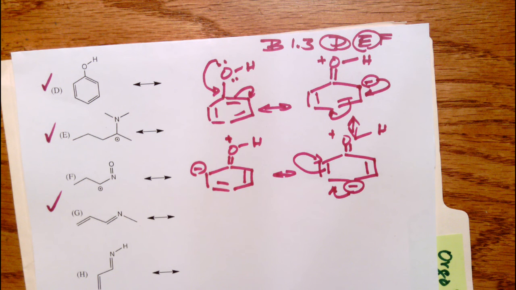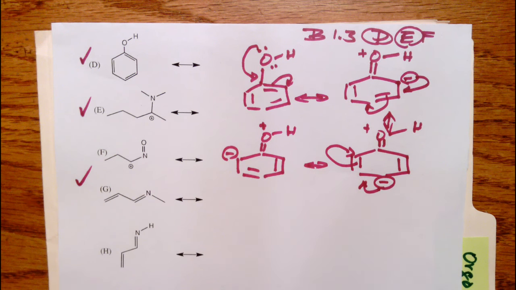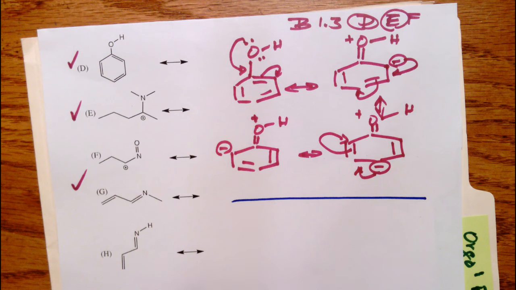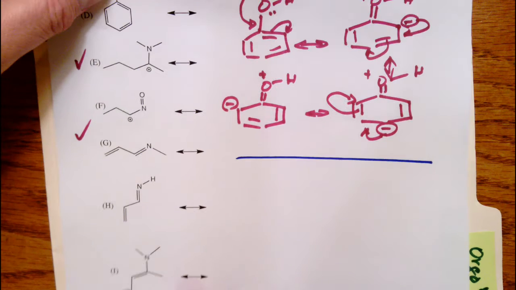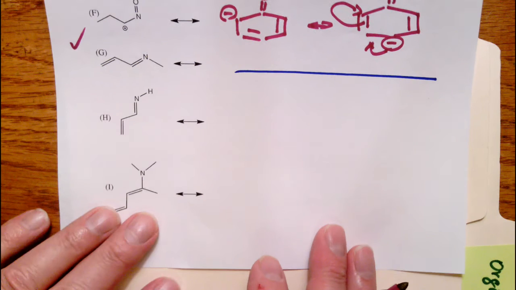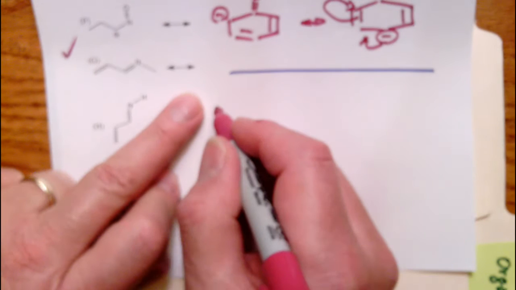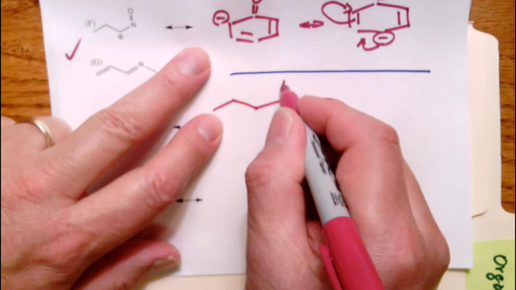The next one that Dr. Klein is asking us to look at is E. So we're going to look at E. I'm going to move my paper a little bit higher. So E, I'm going to redraw it. E was carbon, carbon, carbon, nitrogen, 2 methyl groups.